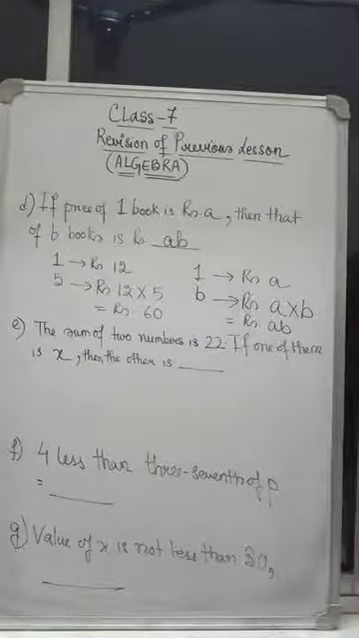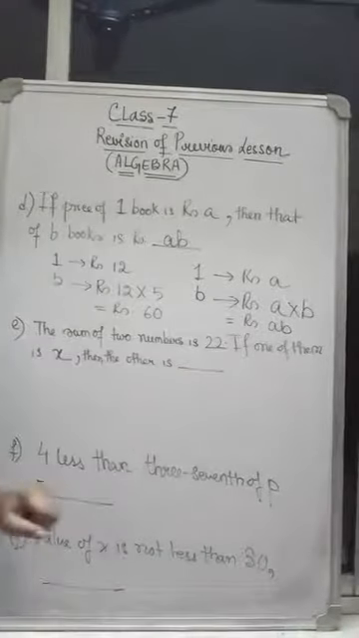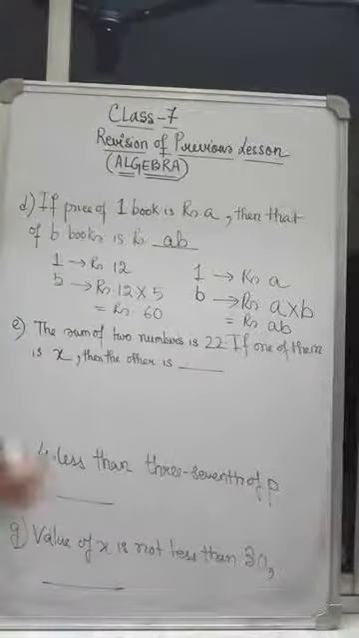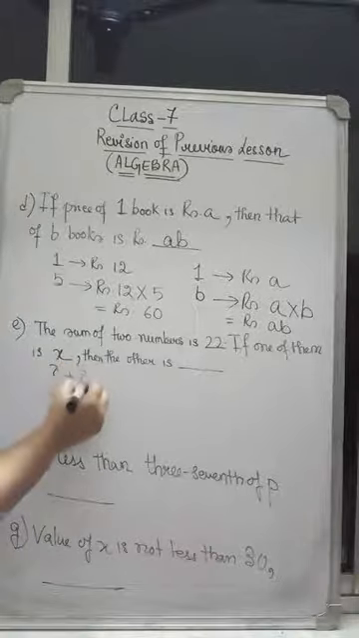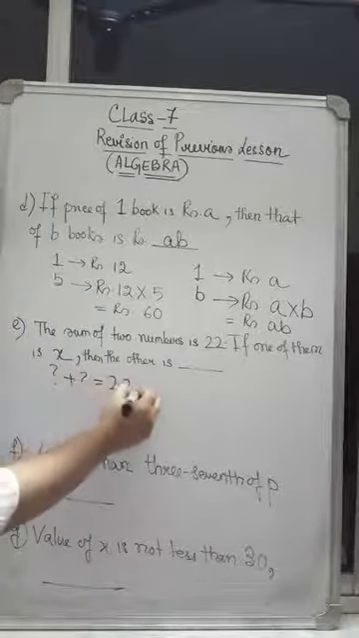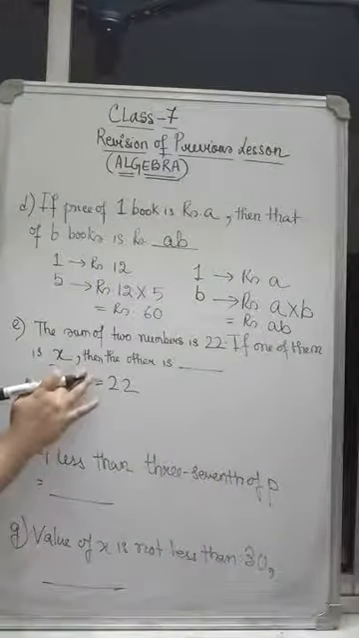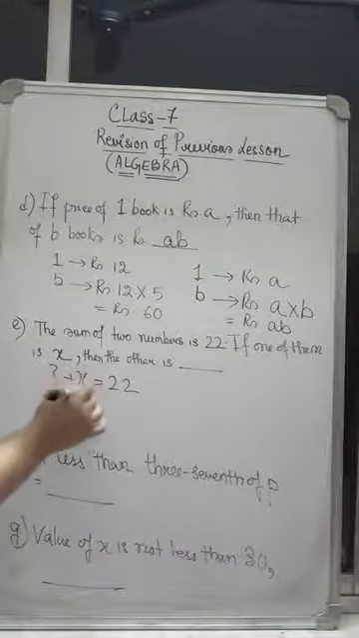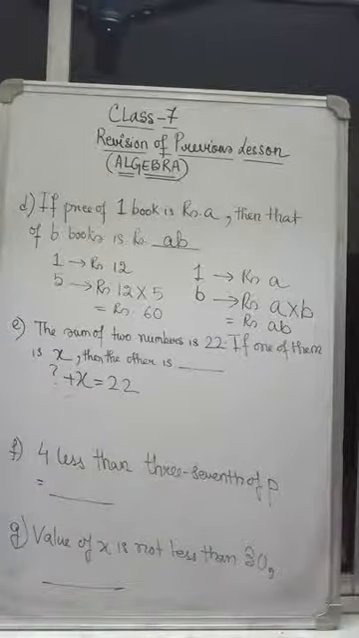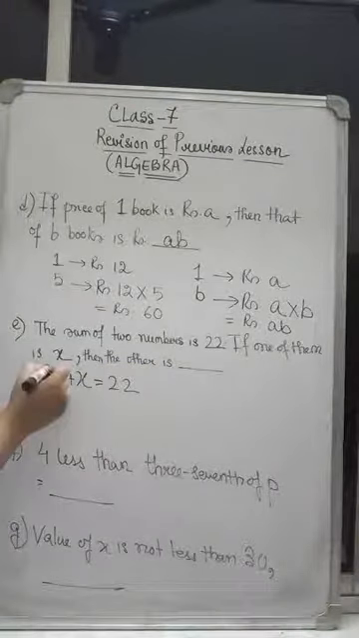Number E. The sum of two numbers is 22. So you don't know the numbers and the sum of two numbers is given. It is equal to 22. If one of them is X. So if one of the number is X, out of the two unknown we got one known value. Then what is the other number? So what will be this other number?